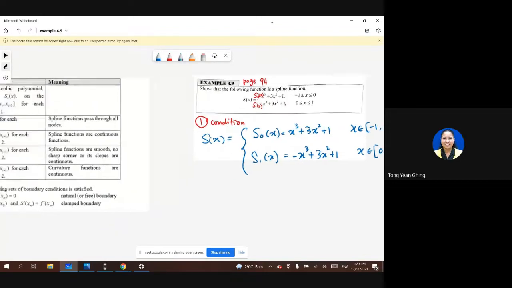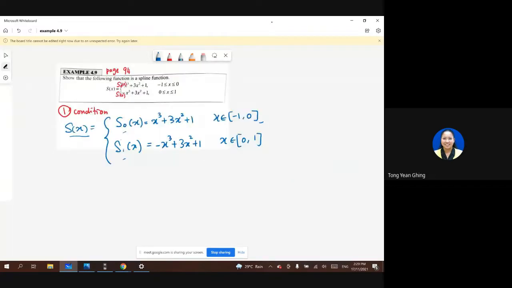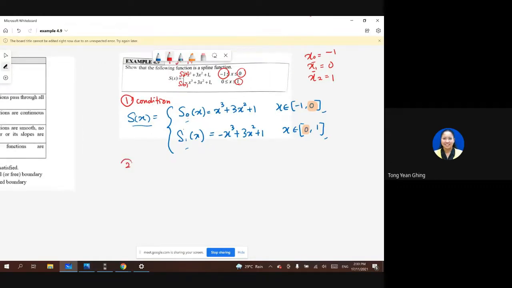So if this is correct, the first one is done, where each piece must have its own subinterval. And one more thing, the subinterval of this one must continue with this one. Can you understand? So that means x0 is -1, x1 is 0, and then x2 is 1. Okay. So x1 has to continue with this one. Okay, so we go to the second condition.